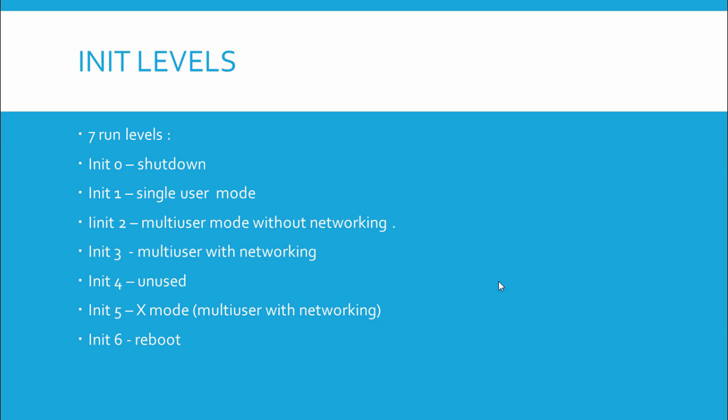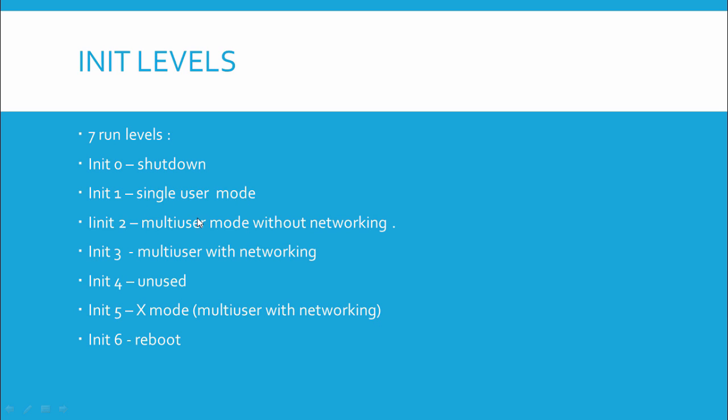So init 0 and init 6 were generally only used to shut down and reboot, and we never kept init 0 and init 6 as a permanent or default mode. Otherwise, when you start your operating system, if you keep it at init 0, it will get shut down. If you keep init 6, it will reboot multiple times, but the operating system won't get started. So generally we used to keep from init 1 to init 5.